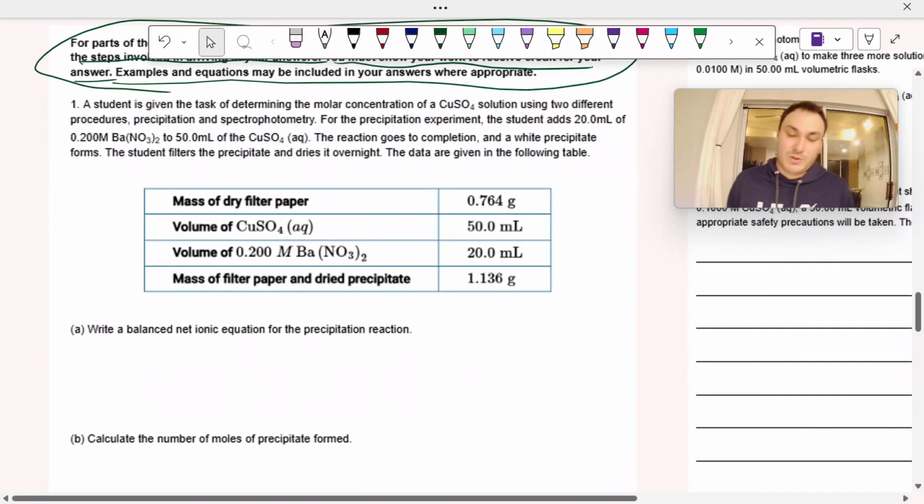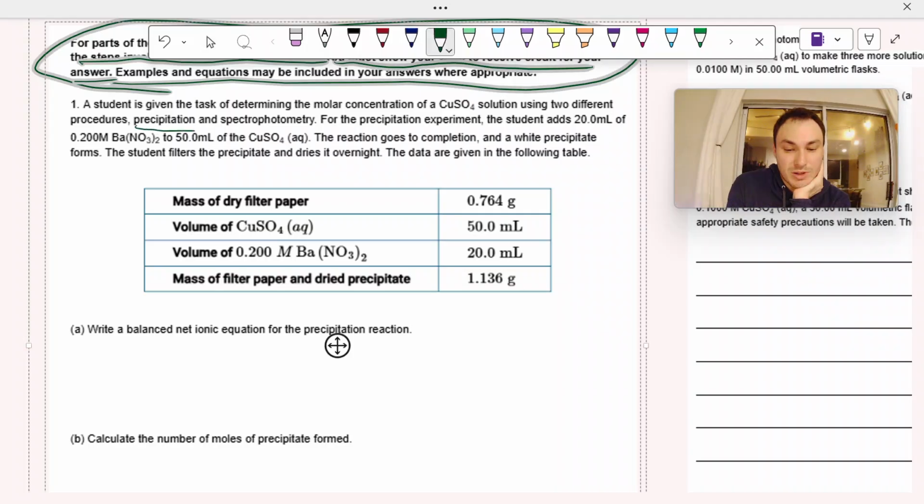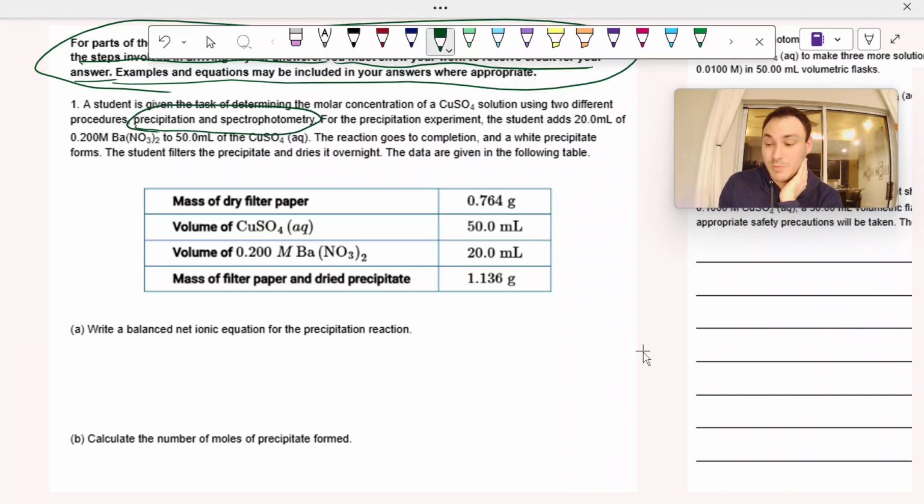Okay, so a student is given the task of determining the concentration of copper 2 sulfate solution using two different procedures, precipitation and spectrophotometry. Those are both labs we've done so far. For the precipitation experiment, the student adds 20 milliliters of 0.2 molar barium nitrate to 50 milliliters of copper 2 sulfate, and the reaction goes to completion. A white precipitate forms. The student filters the precipitate and dries it overnight. The data is given in the following table.